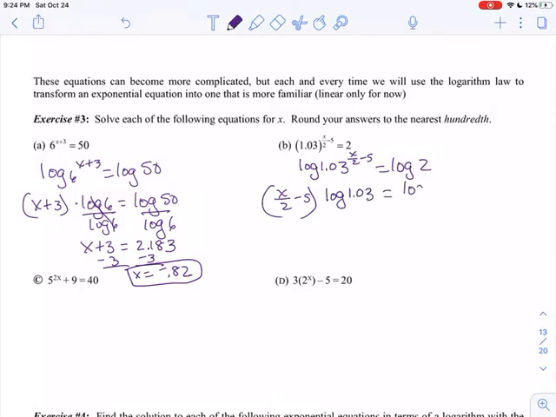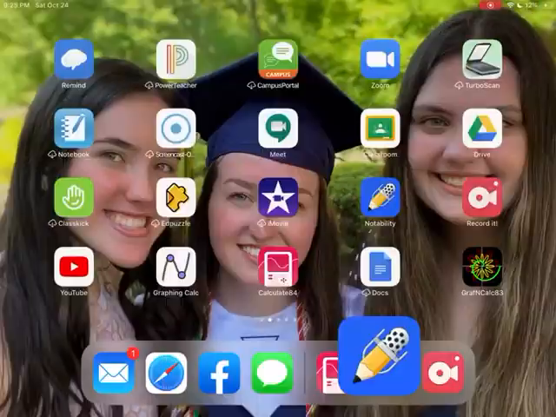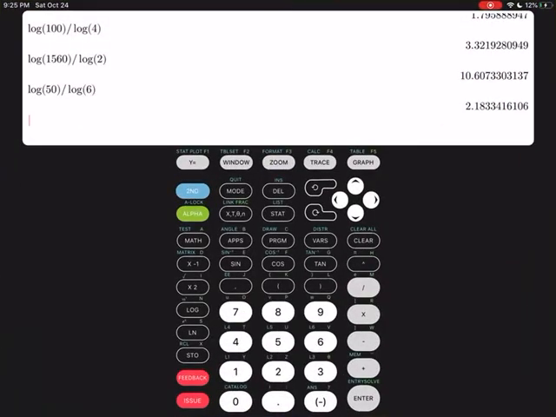This says x over 2 minus 5. That's going to come out in front. X over 2 minus 5 times log of 1.03. So x over 2 minus 5 equals log of 2 over log of 1.03. Okay, so I took the log of each side. I took this whole exponent and I moved it out in front just so you can see what happened.